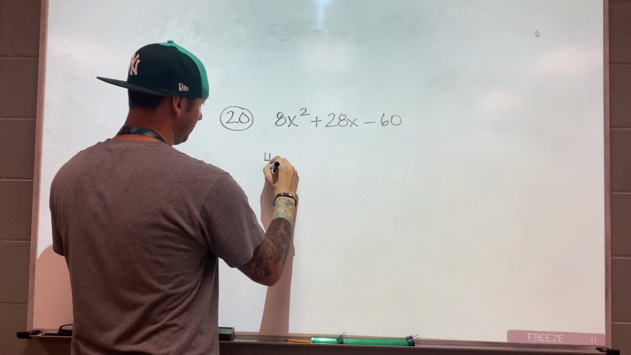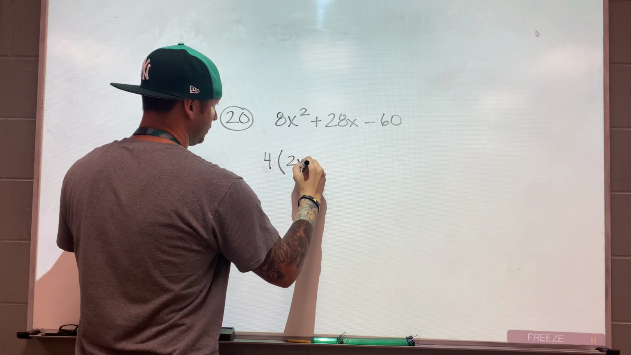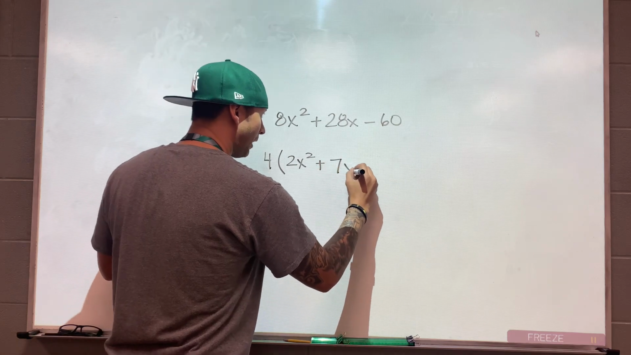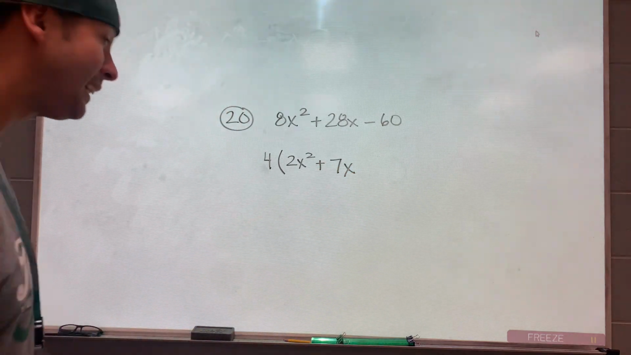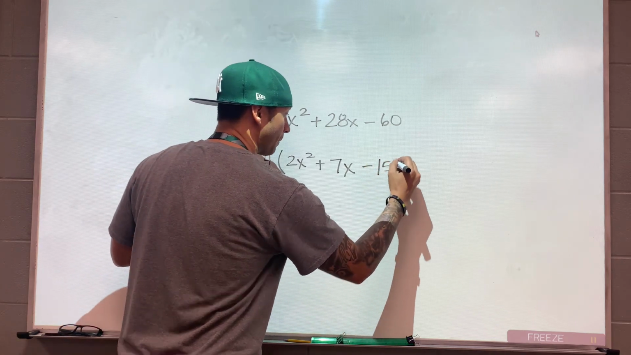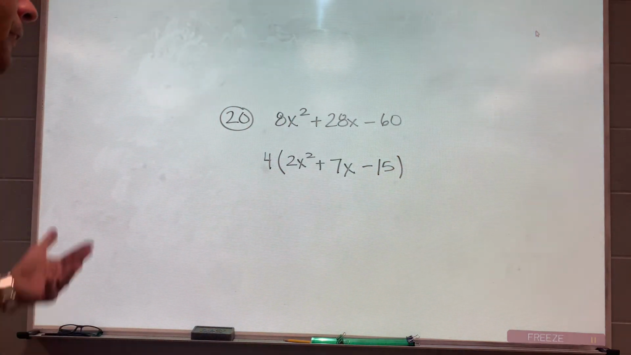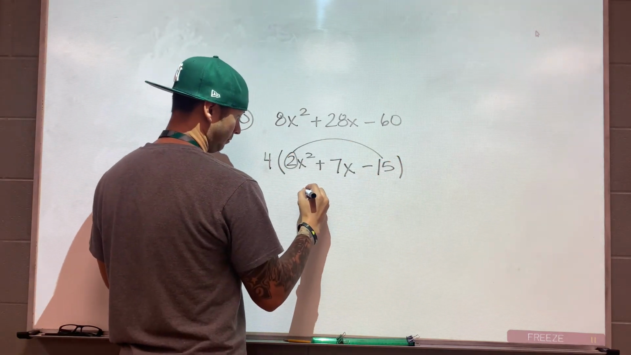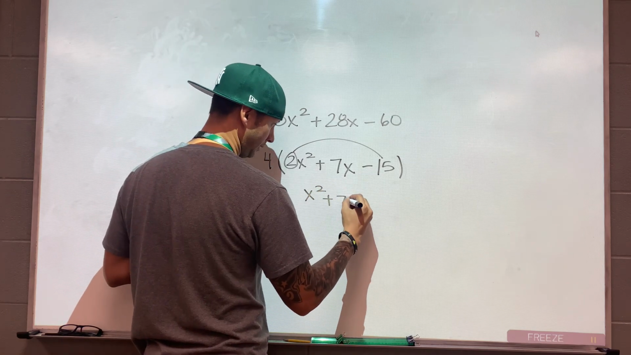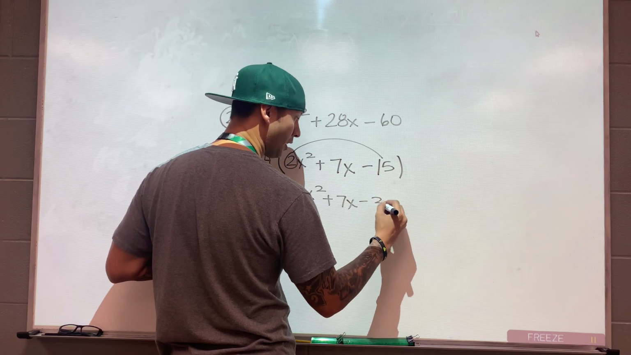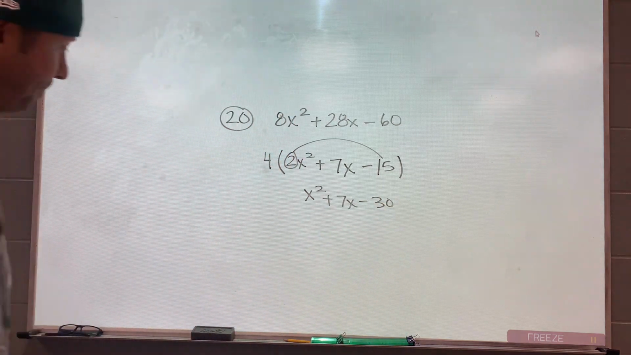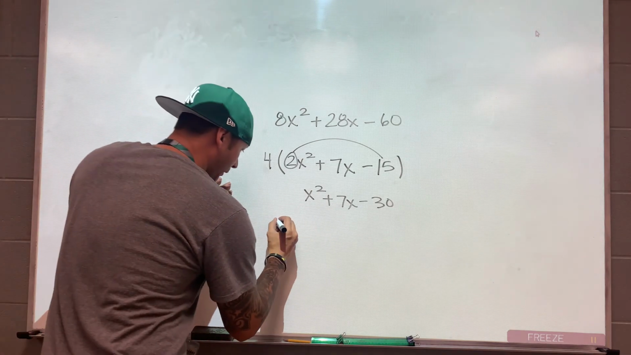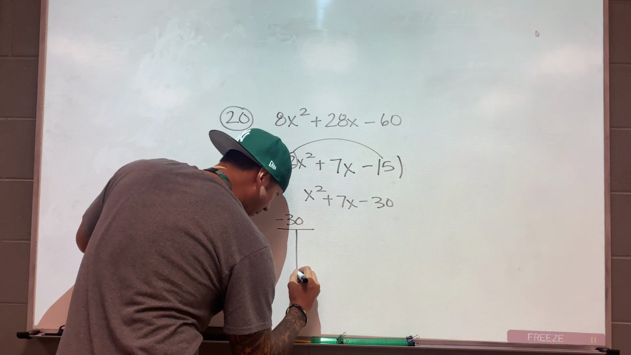So this is going to be 4, x squared, 7x, 15, and no perfect squares, so slide and divide method. x squared plus 7x minus 30. So two numbers that multiply to make 30 that add up to 7. All right, so don't even think about it. Let's just start powering our way through.